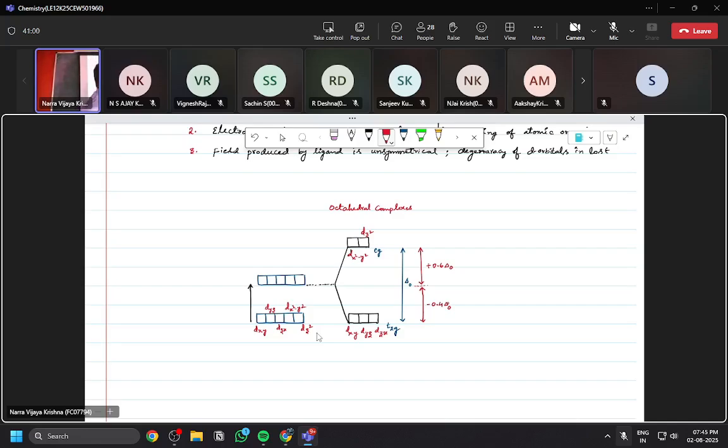Or think in this way. Totally 5 lobes are there. In that, 2 lobes' energy is given to 3, and 3 lobes' energy is given above. If 3 lobes' energy is given here, then what is the energy of it? 3 by 5. That's what I wrote. Clear? Any questions, sir? Sometimes I will write this delta naught as 10 Dq also.